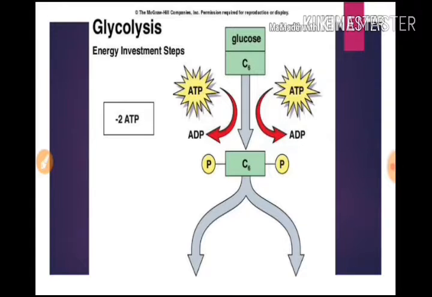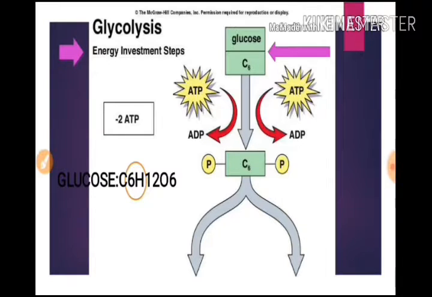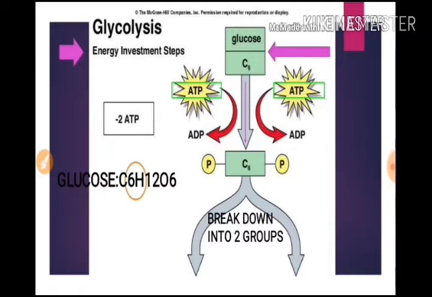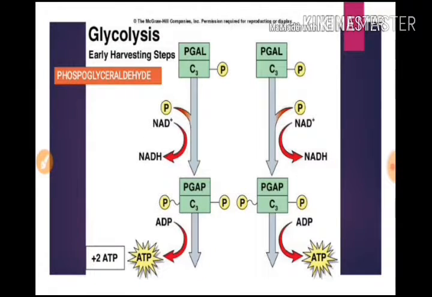The first step in glycolysis is the energy investment step. We all know that the chemical formula for glucose is C6H12O6. This C6, or the 6 carbon, will be broken down into two groups. Why is this first step called the energy investment step? As you can see, there is a presence of 2 ATPs. These 2 ATPs were used to break down the 6 carbon compound into two groups. After the splitting of glucose, the next step follows, which is the payoff phase or the early harvesting step.